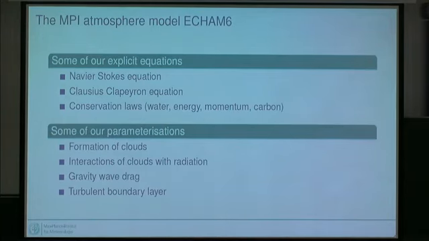So in our atmosphere model, as in any model component, we have a couple of fairly explicit equations that are derived from first principles that we can simulate, like the Navier-Stokes equation describing how stuff moves around, or the Clausius-Clapeyron equation describing how much water vapor we have in the atmosphere. And most importantly, and Danny was already hinting towards that, from the CS point of view, we have conservation laws.